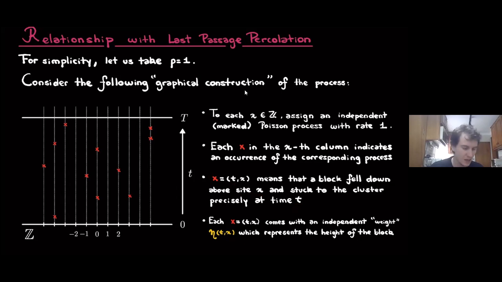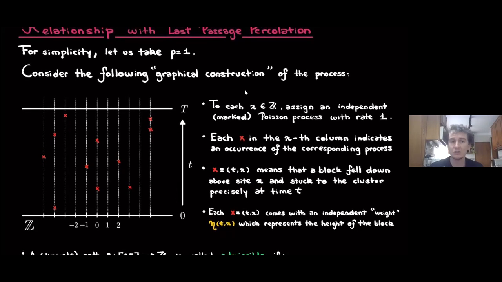On top of that, in order to construct the process, I need the random heights of each of these blocks. So I'm going to think that each of these crosses comes with an independent mark, or an independent weight, which I'm going to denote by eta_t(x).